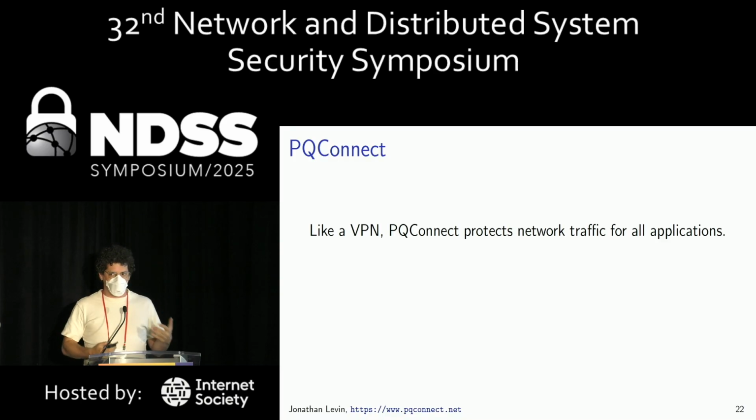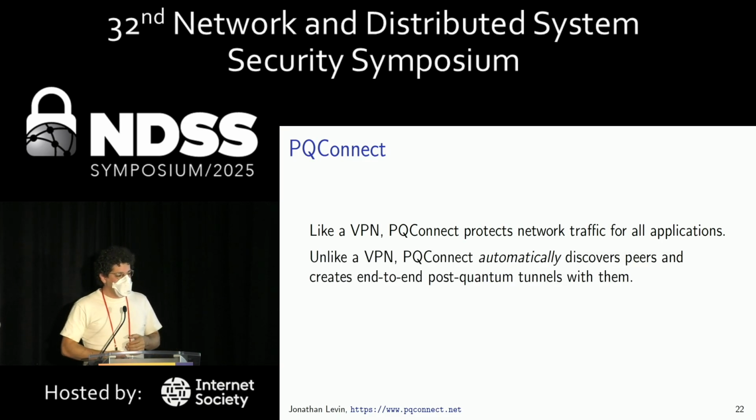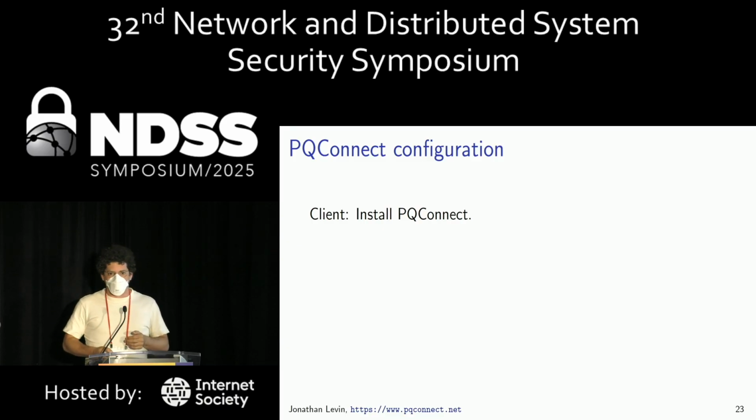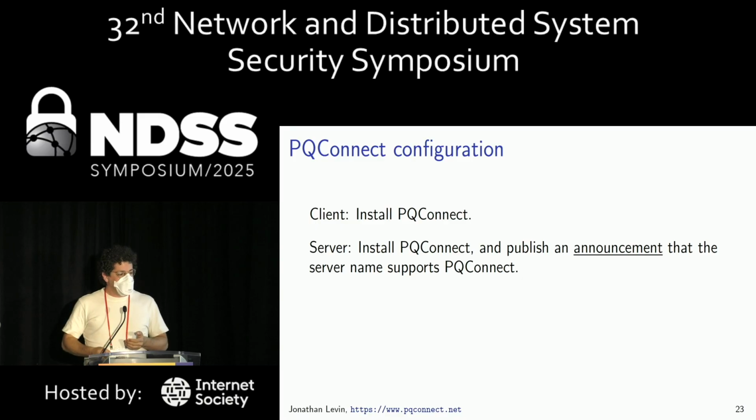PQConnect is sort of like a VPN in that it protects network traffic for all of the applications on your host. But unlike a VPN, PQConnect automatically discovers peers and creates end-to-end post-quantum tunnels with them. What does the configuration look like for PQConnect? If you're running PQConnect as a client, you install PQConnect. If you're running PQConnect on your server, then you install PQConnect, and you also publish an announcement that your server name supports PQConnect.